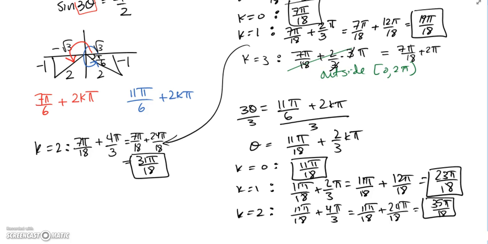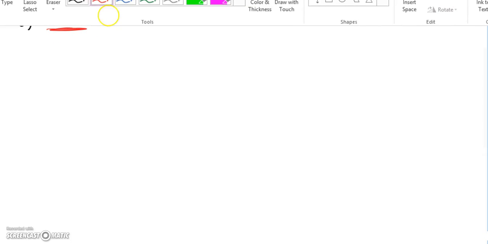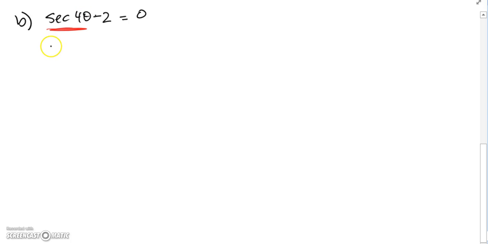Let's go look at a couple more. So same directions, let's find all the solutions between 0 and 2 pi. The trig function that we're going to focus on here is secant 4 theta, so we're going to try to isolate that. And that's going to give me secant 4 theta equals 2. And now the angle that's locked in is the 4 theta. We're more used to cosine, so let's change that into reciprocals. Cosine 4 theta equals a half.